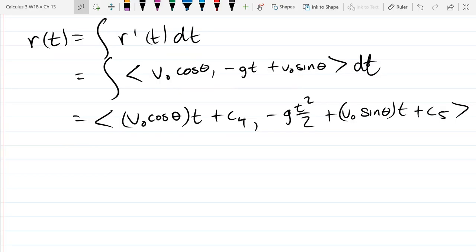All right, so figure out the constants. So we know R of 0 is 0, 0.